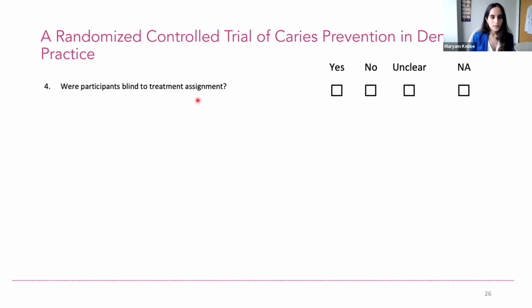Were participants blind or masked to the treatment assignment? So this is referring to if participants were aware of their allocation to the treatment group or the control group. And as I briefly mentioned earlier, the reason masking is important is because if participants are aware of which group they're in, then they may behave differently to the intervention.